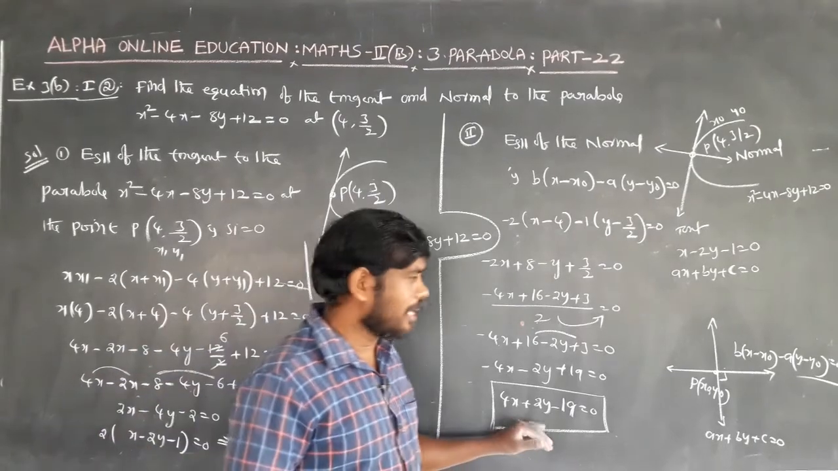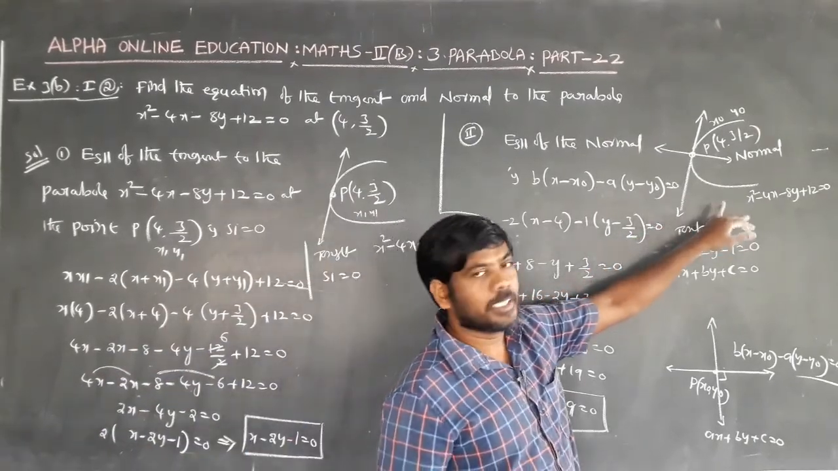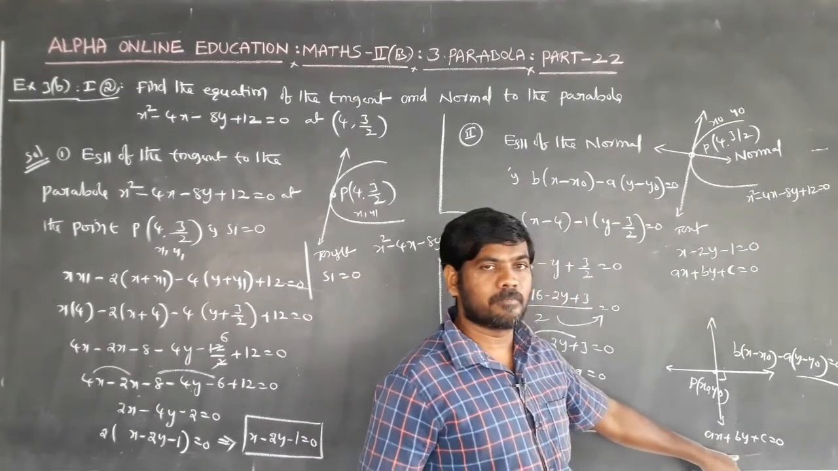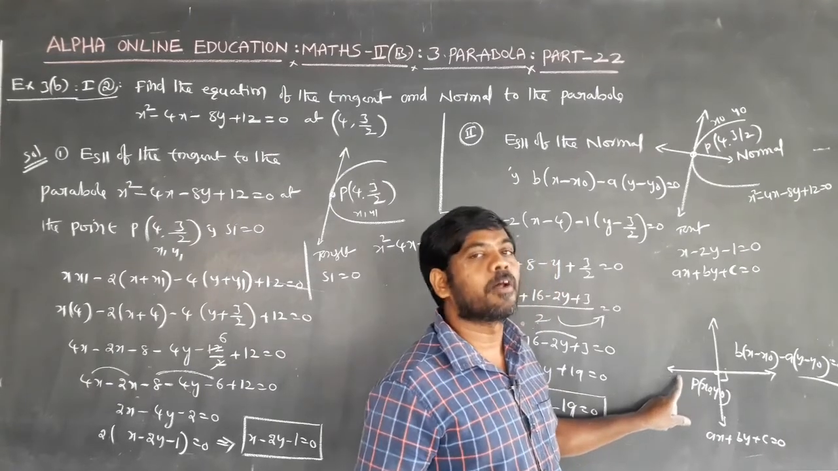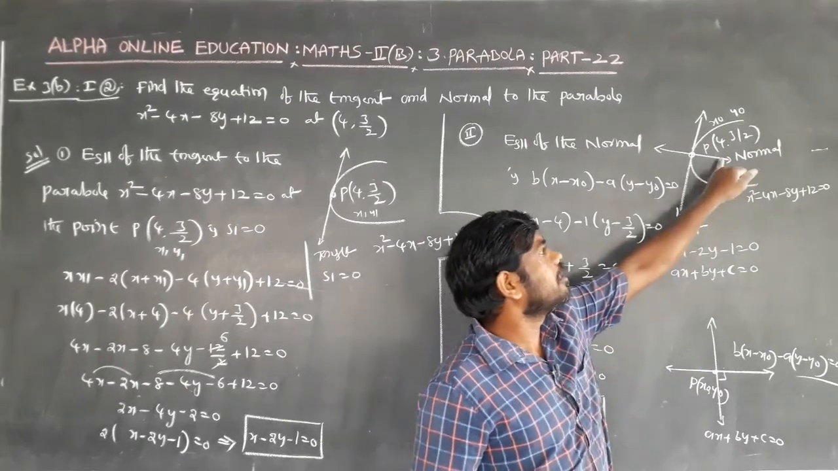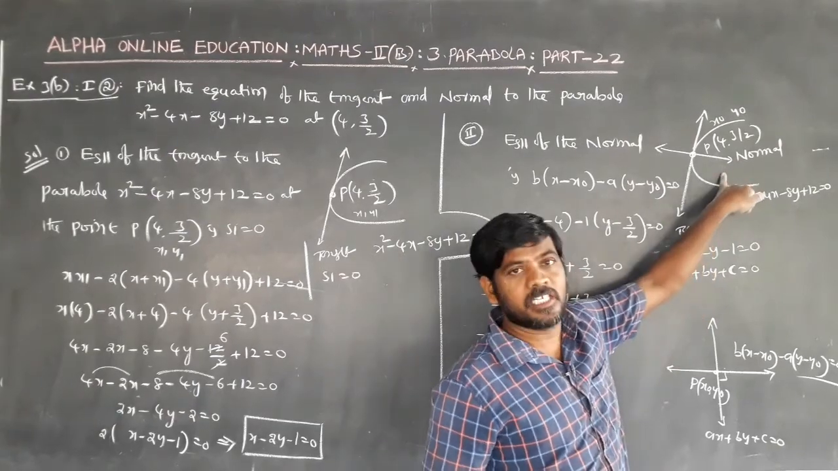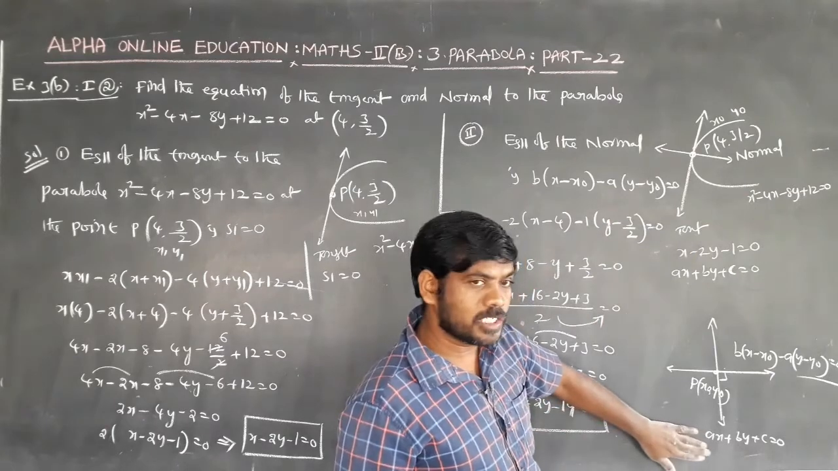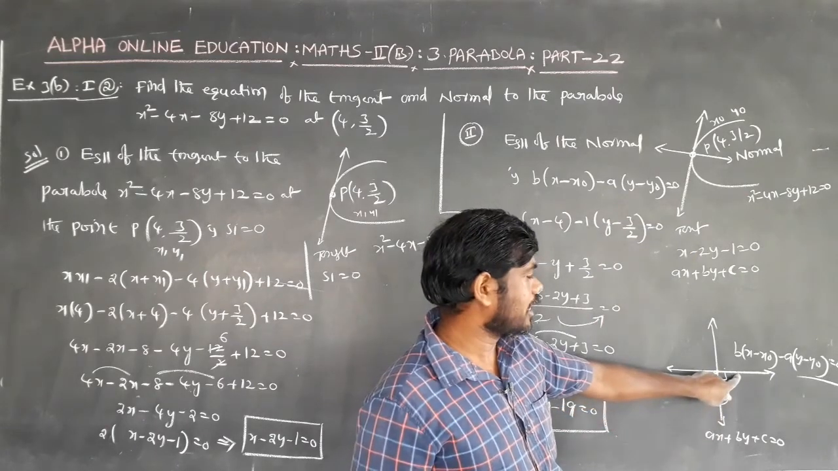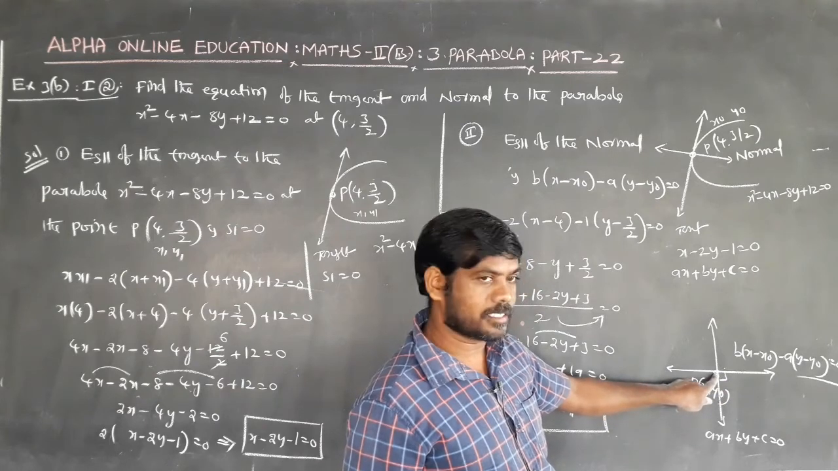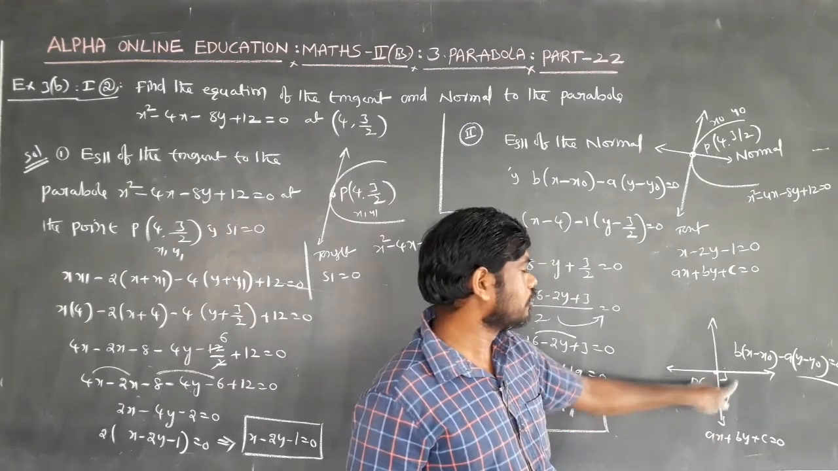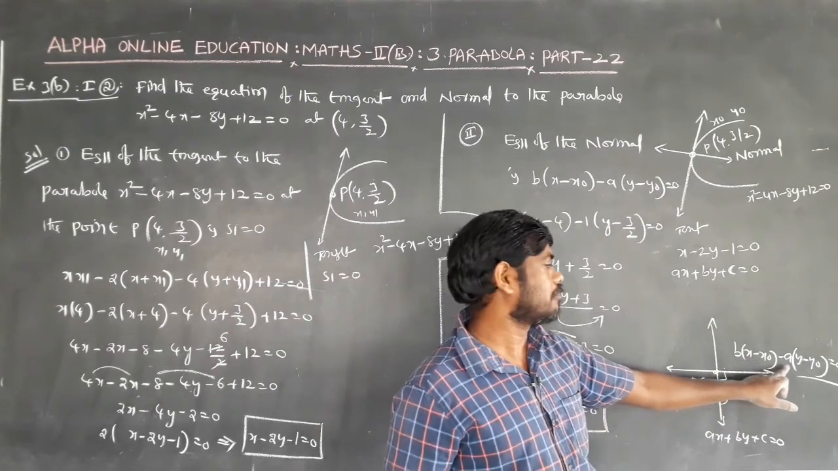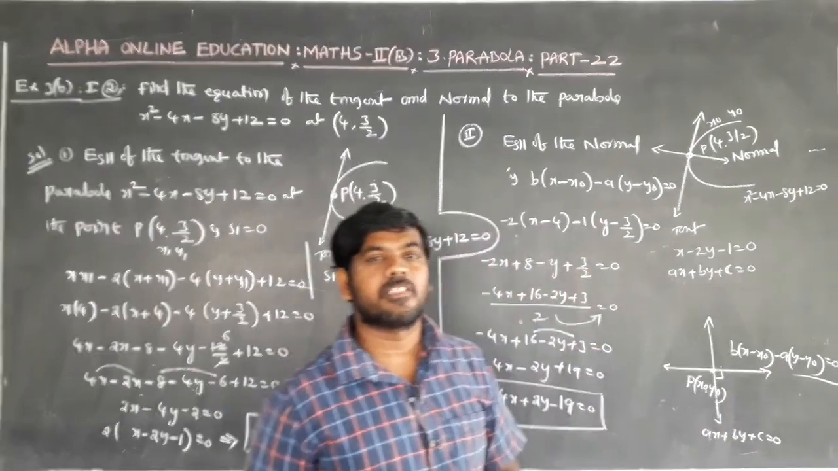Equation of the normal to the parabola at the point p x1 y1. Observe here, this is the line ax plus by plus c equal to 0. This is the perpendicular line. Here the normal is perpendicular to tangent and passing through the point 4 comma 3 by 2. Here by using the formula, equation of the straight line passing through the point p x naught y naught and perpendicular to ax plus by plus c is equal to 0 is b into x minus x naught minus a into y minus y naught is equal to 0.